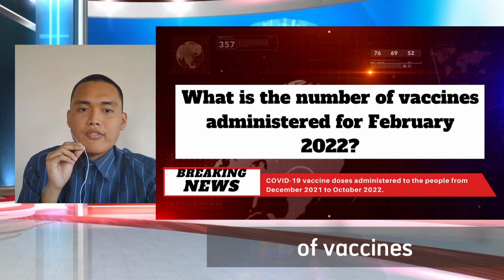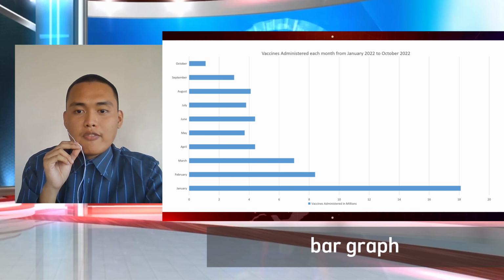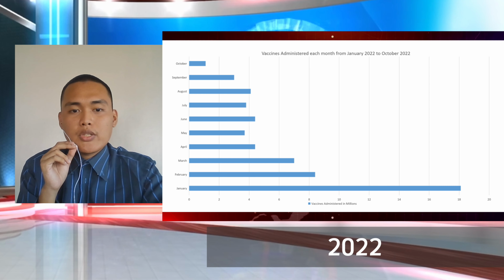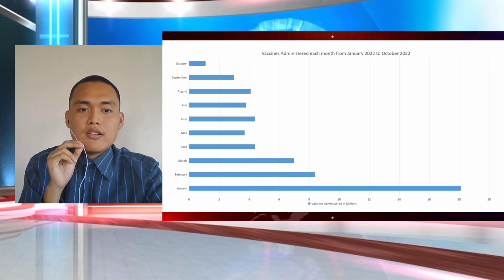Lastly, what is the number of vaccines administered for February 2022? So according to the bar graph or bar chart that was shown earlier, the number of vaccines administered for February 2022 is 8,437,442 vaccine doses.